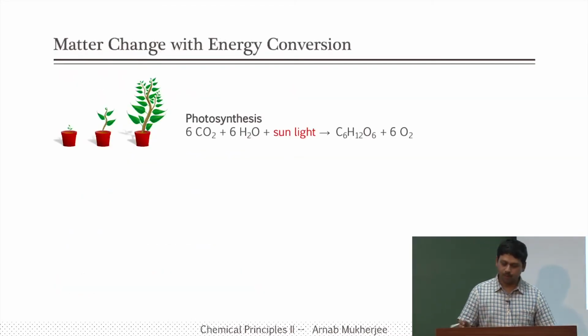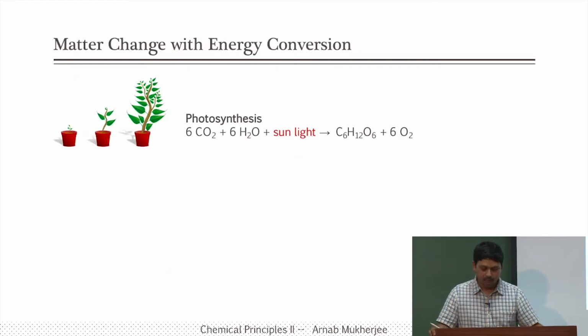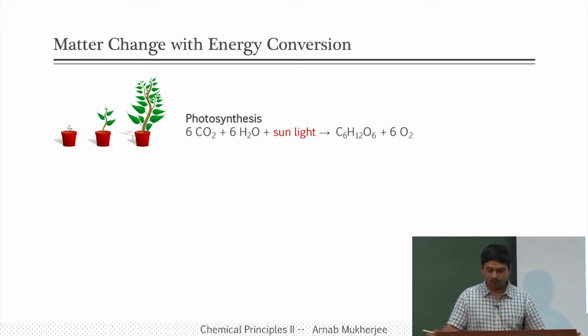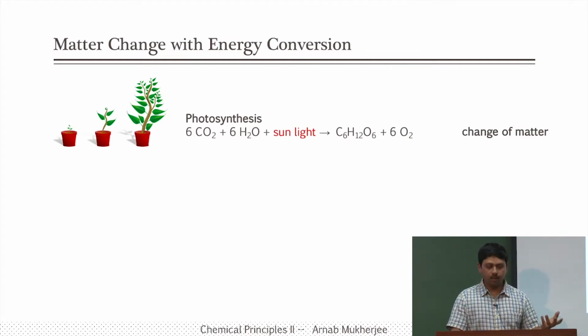We will give some examples here. Let's talk about photosynthesis. In photosynthesis, all of us know that the trees take carbon dioxide and water, and with the help of sunlight produce glucose and oxygen, right. Now, the interesting thing is that this is a change of matter, because a chemical reaction is happening. Carbon dioxide is a different matter, water is a different matter, and glucose is a completely different matter, right. So, there is a change of matter going on.